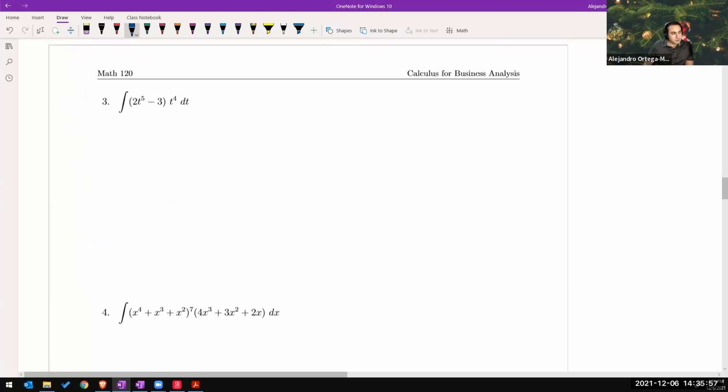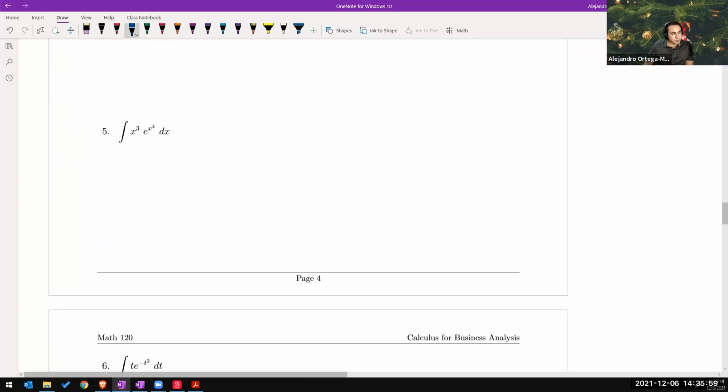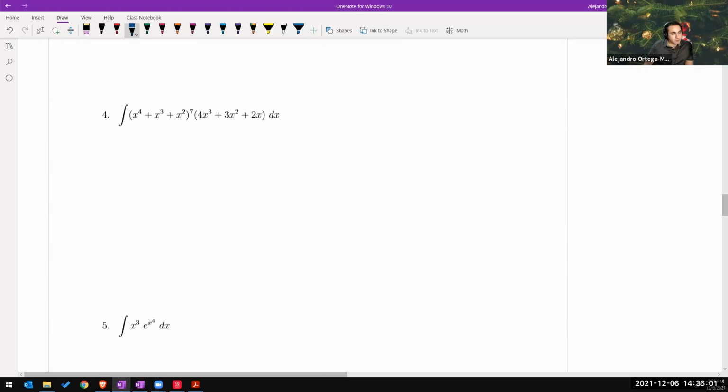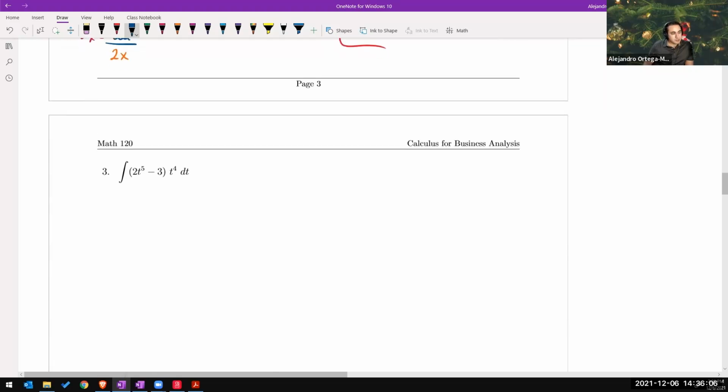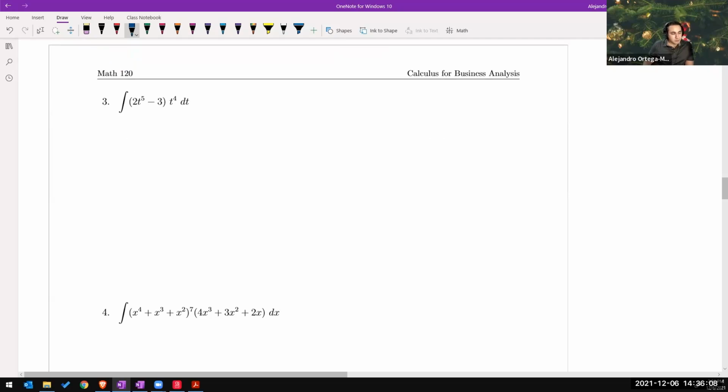Yeah, let's do 3 and then let's do 4. 4 looks hard, but it's actually not too bad. So I'll let you guys take a look at this one here so you can copy it. We have the integral of 2t to the 5th minus 3 times t to the 4th dt.